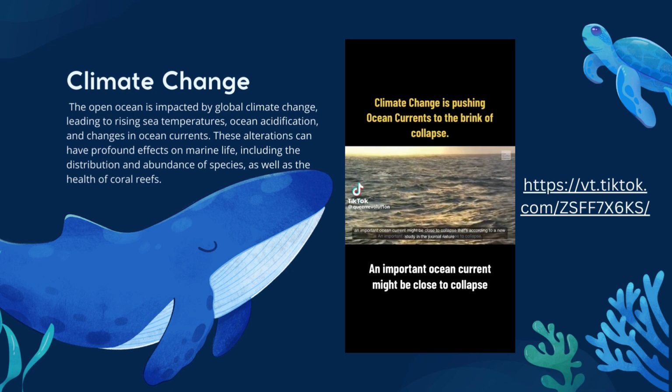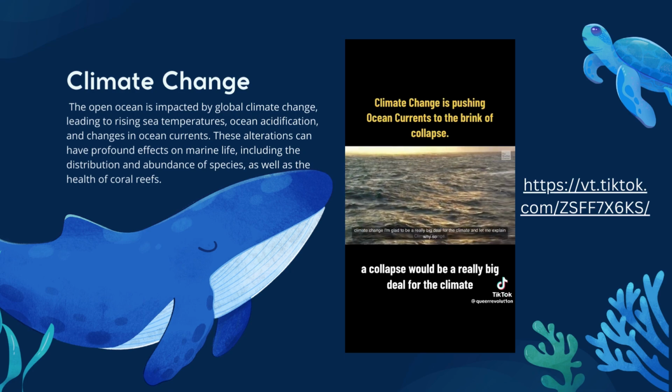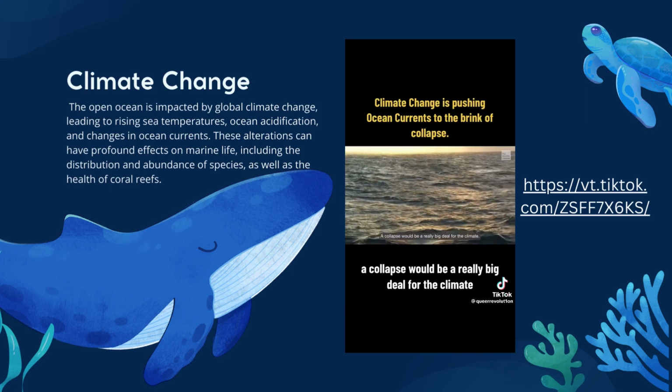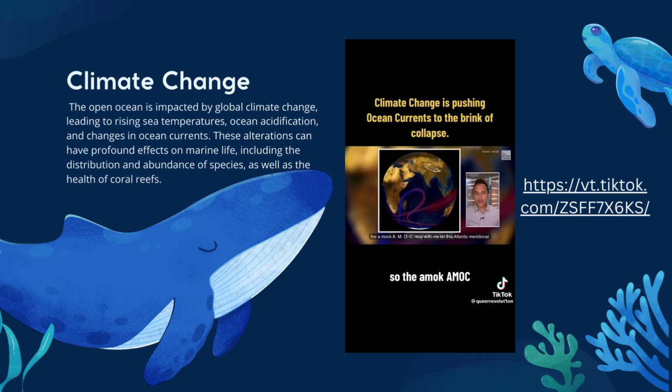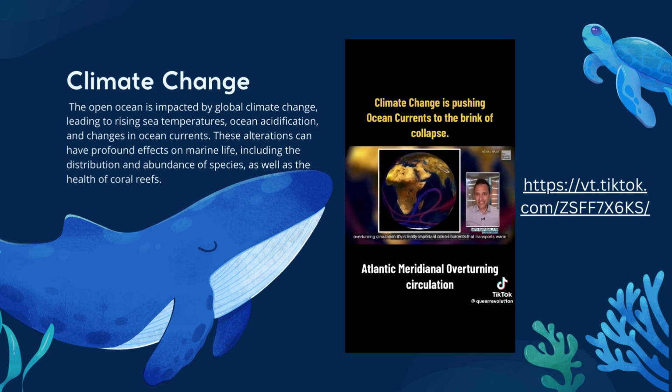Current might be close to collapse. That's according to a new study in the journal Nature Climate Change. A collapse would be a really big deal for the climate, and let me explain why. So the AMOC, A-M-O-C, stay with me on this, Atlantic Meridional Overturning Circulation.